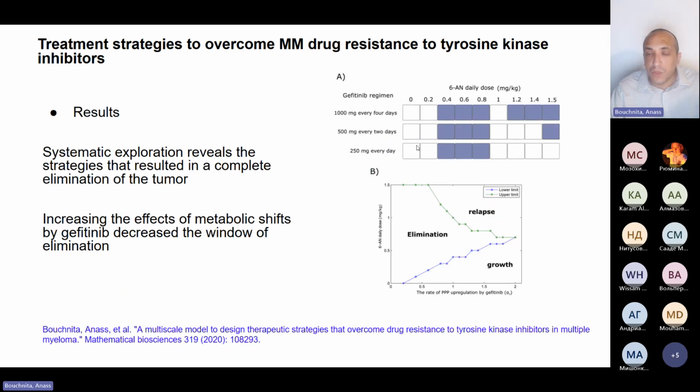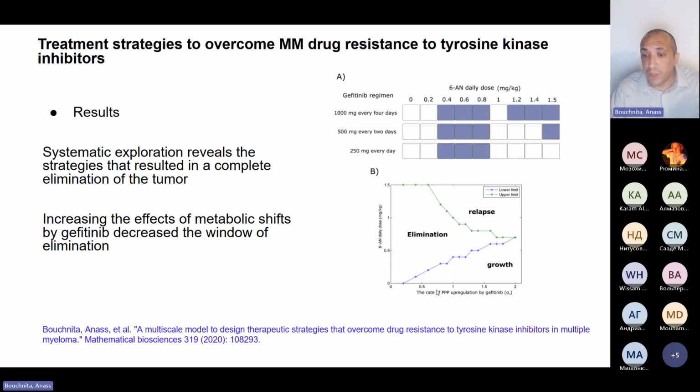When we look at the results, this is what happened when we combine these different treatment protocols. These are the gefitinib regimens, and in the columns we have the 6AN treatments. There are two successful strategies, shown here in blue. The first is that there is a range of 6AN daily doses that we can administer to have complete elimination of the tumor. And second, when we combine a high concentration of 6AN plus a high concentration of gefitinib, these very intensive, high-dose treatments that combine the two drugs can also lead to complete elimination of the tumor.